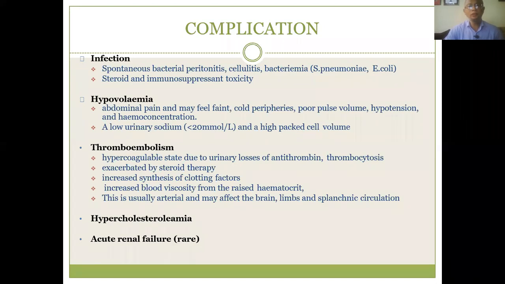And in nephrotic syndrome, they are also very much prone to develop thromboembolism because it is a hypercoagulable state due to urinary loss of antithrombin, and there may also be thrombocytosis. This thromboembolism is exacerbated by steroid therapy, increased synthesis of clotting factors, and increased blood viscosity from the raised hematocrit. This is usually arterial, but may affect the brain, limb, and splenic circulation. Renal vein thrombosis can also occur in this situation.